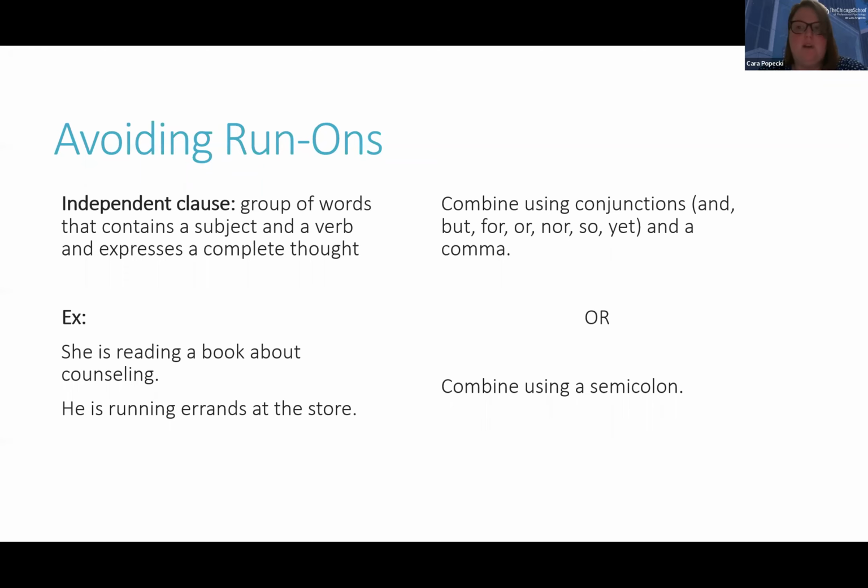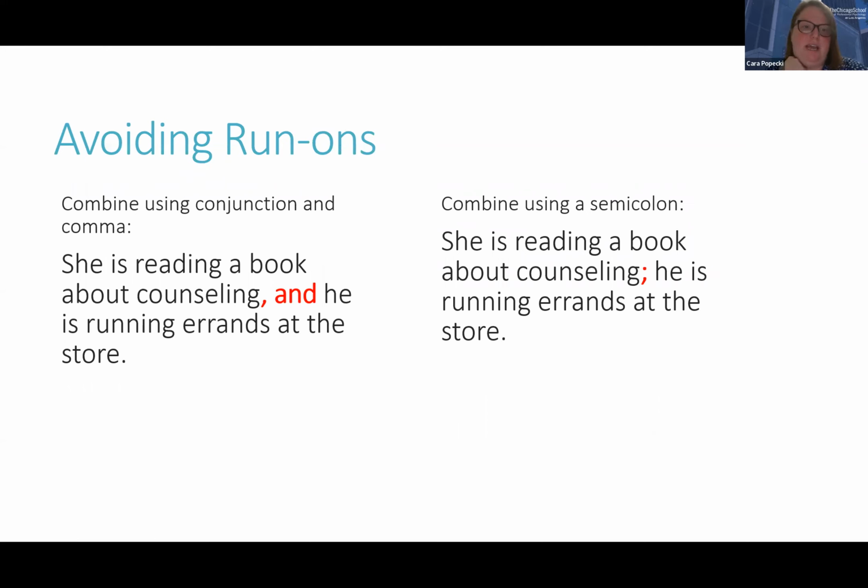Now you can also fix run-ons by using a conjunction, and, but, for, or, nor, so, yet, and a comma, or you can combine them using a semicolon. Semicolons aren't used too often in writing, but this is one of those few examples where you can actually use a semicolon. People usually abuse the semicolon, so make sure it's two independent clauses that you're combining. To fix that example, we could say, "She is reading a book about counseling, and he is running errands at the store." We could also say, "She is reading a book about counseling; he is running errands at the store."